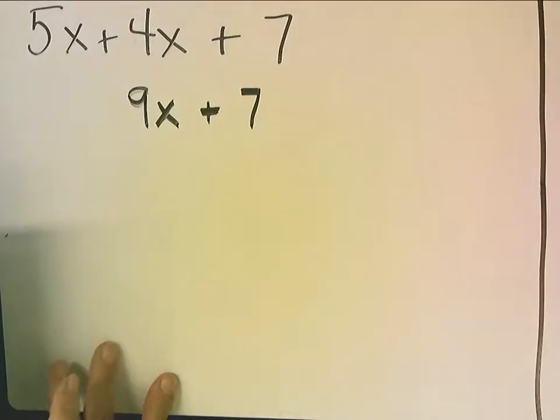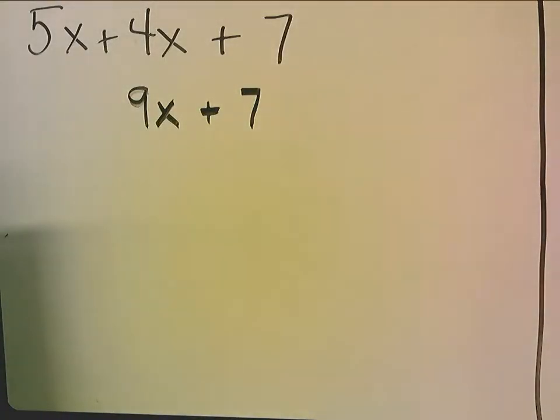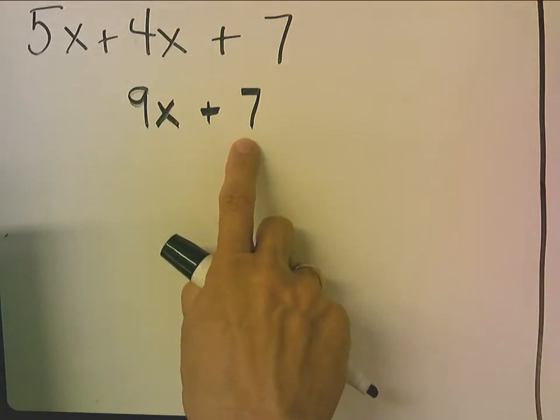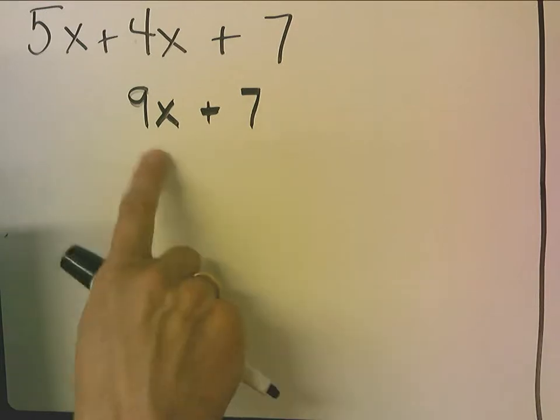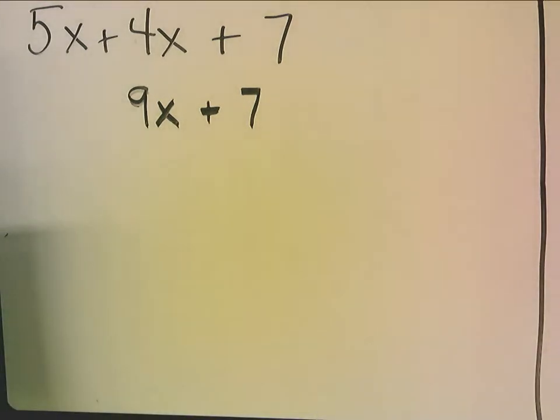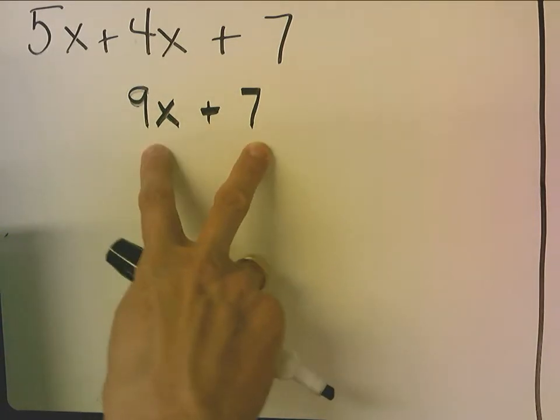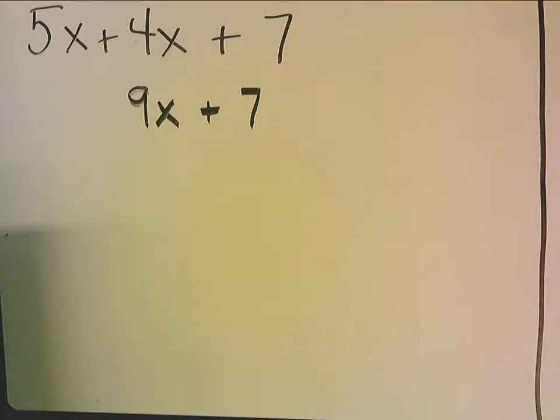Now 7 is what we call a constant. So any standalone number, such as 7, is a constant. Constants are not like terms to numbers with variables attached. So I have combined all the like terms. 9x plus 7 cannot be combined any further. So now let's look at the next one.